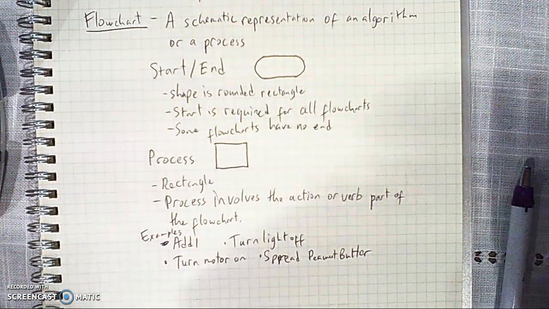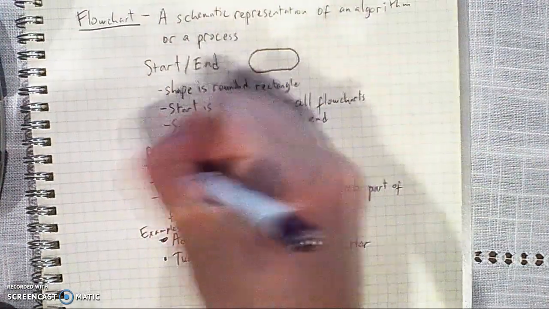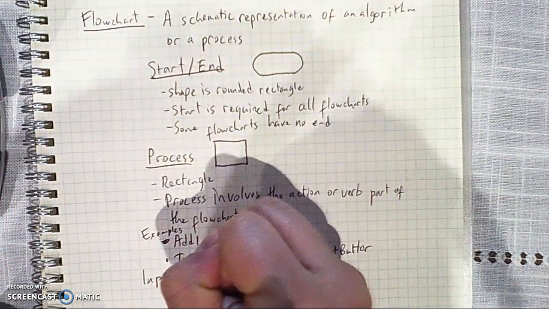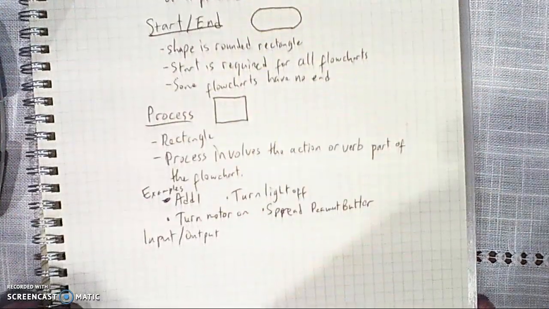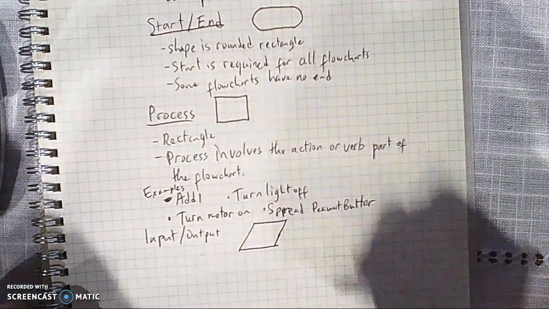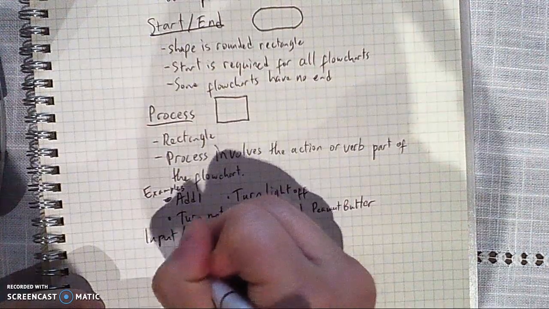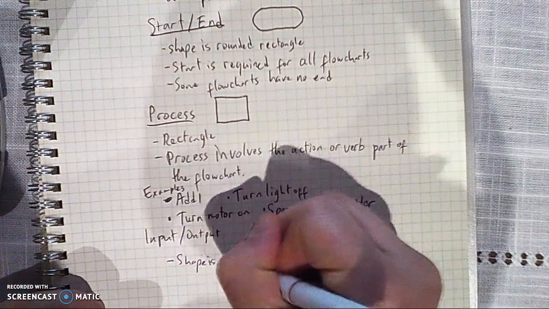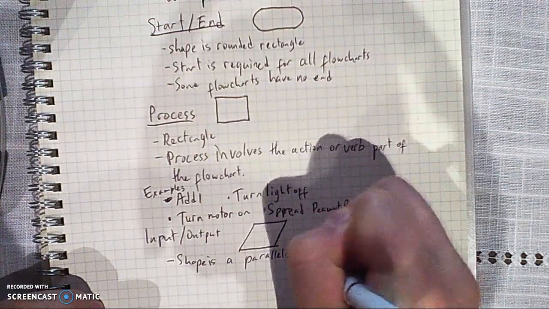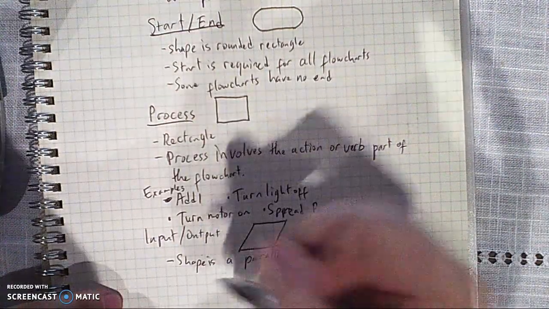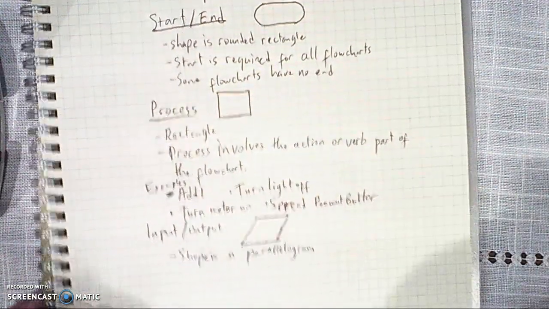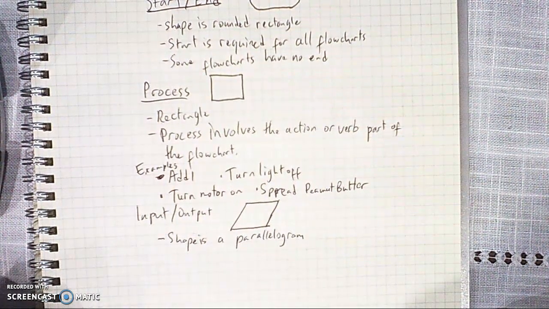The next one is input/output. Underline these. Input/output. This is a parallelogram, like that. Shape is a parallelogram. Hope I spelled that right. I think I did. It indicates that some sort of manual operation is needed.